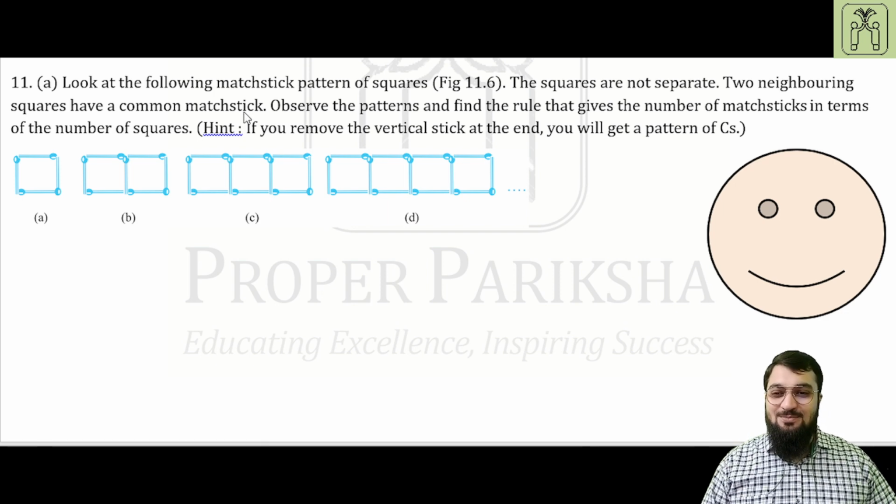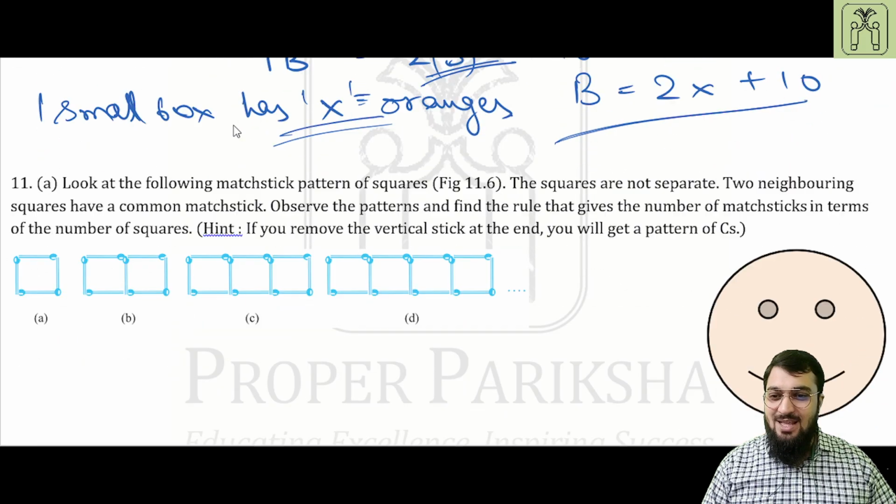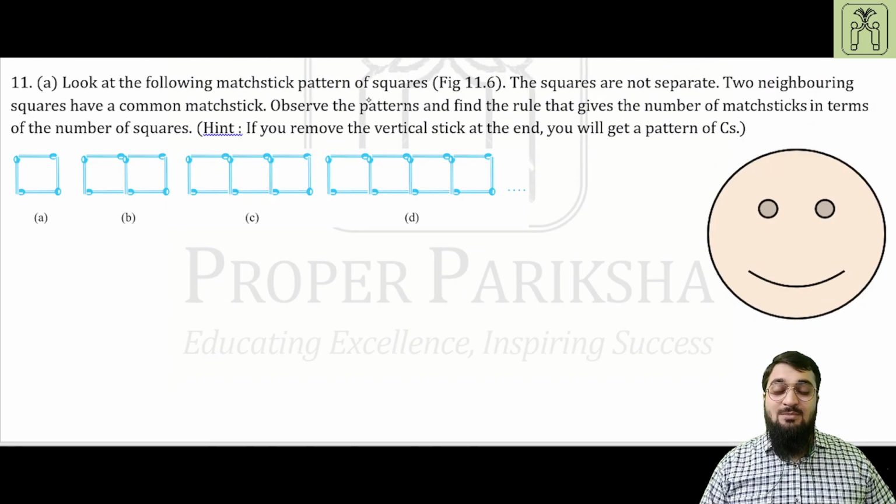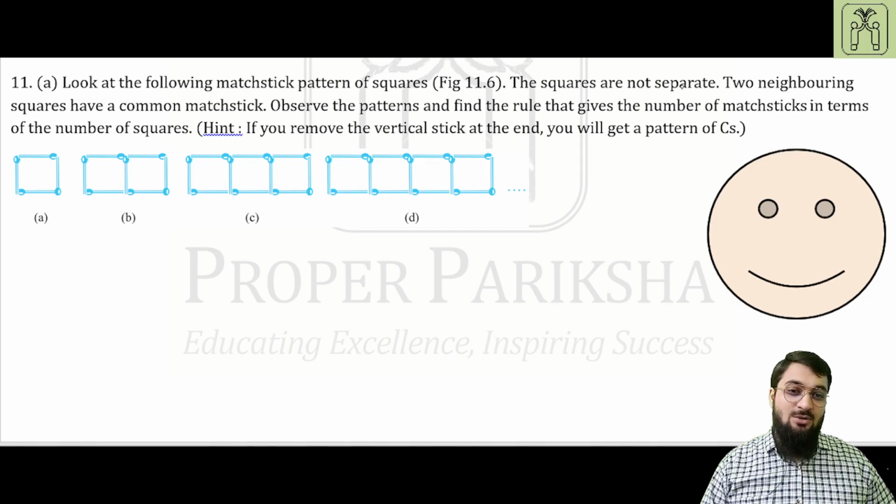Question number 11. Look at the following matchstick patterns of squares. The squares are not separate. If two neighboring squares have a common matchstick, observe the pattern and find the rule that gives the number of matchsticks in terms of the number of squares.